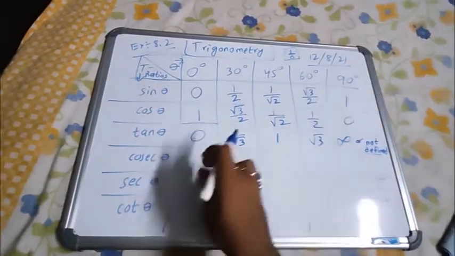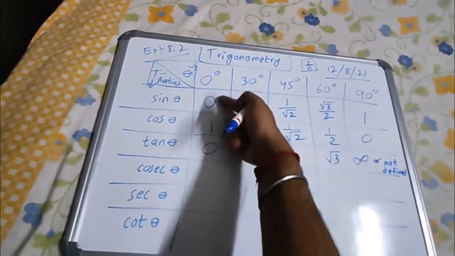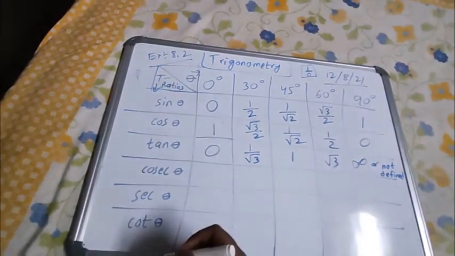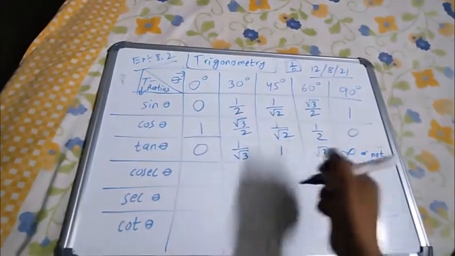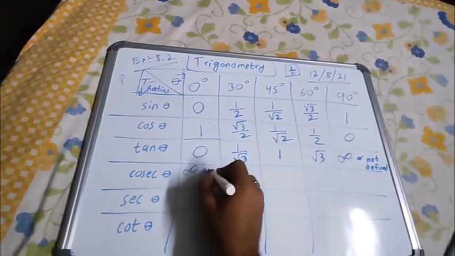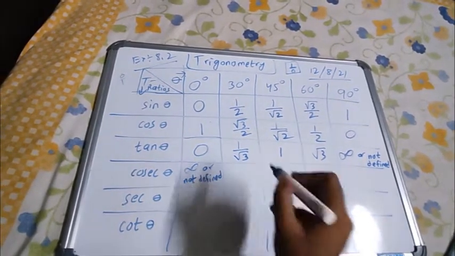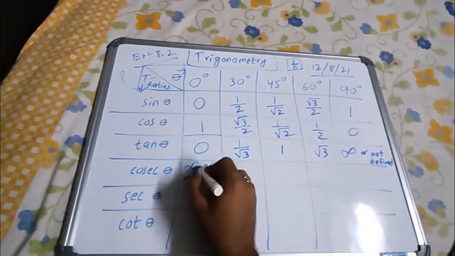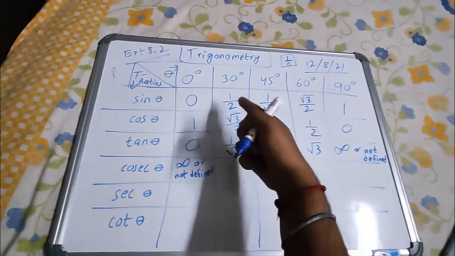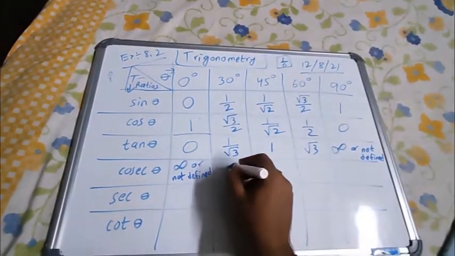Clear? Come to cosec theta. Now we know cosec theta is the reciprocal of sin theta. Sin 0 is 0, and 0 can be written as 0 by 1, so the reciprocal will be 1 by 0. Again, 1 by 0 is infinity, so this will also be infinity or not defined. The infinity symbol is like a horizontal 8. Then sin 30 degree is 1 by 2, so cosec will be the reciprocal, 2 by 1, so the answer will be 2.